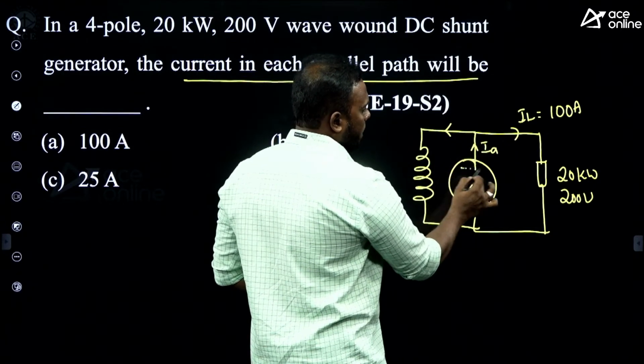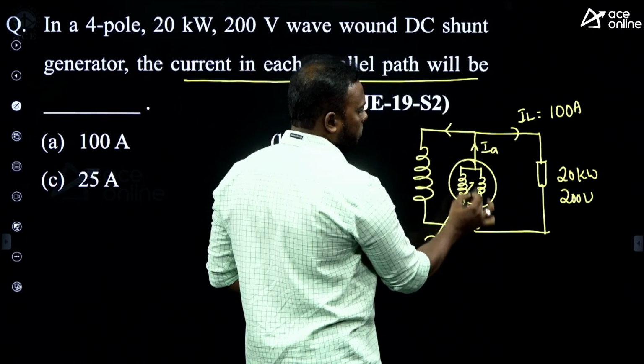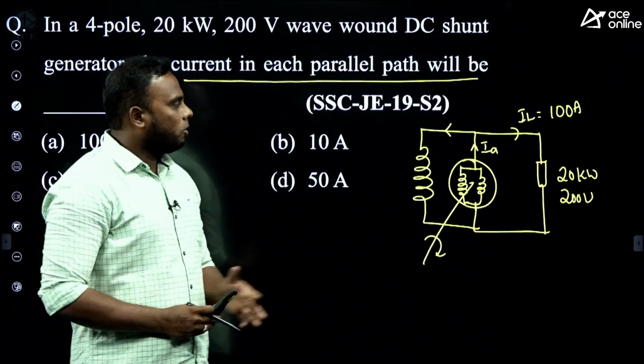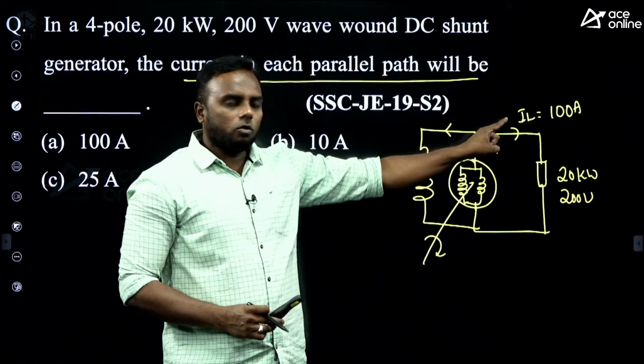and internally how many parallel paths will be there inside? 2 parallel paths will be there. Total armature winding divided into 2 parallel paths. Now current will come from these 2 parallel paths finally to the load. 100 amps is load current.